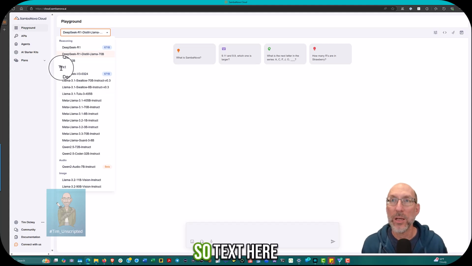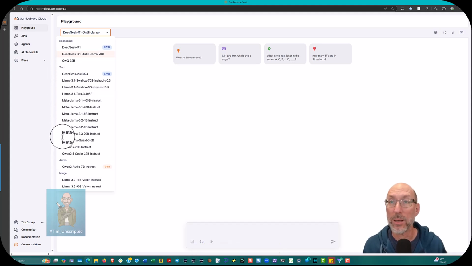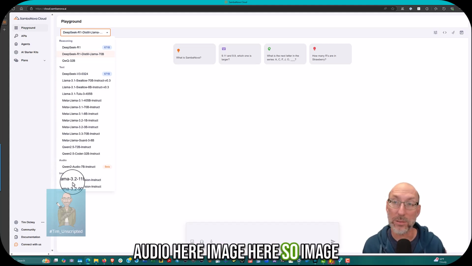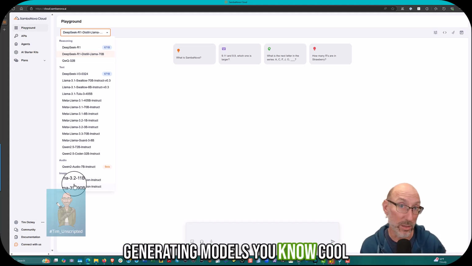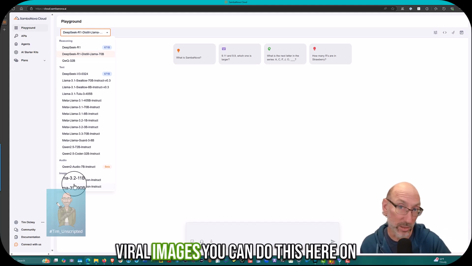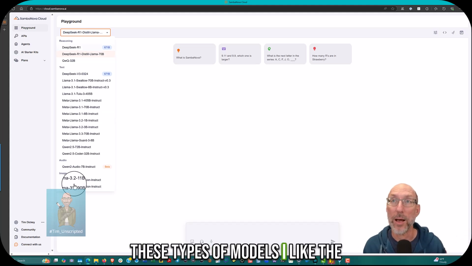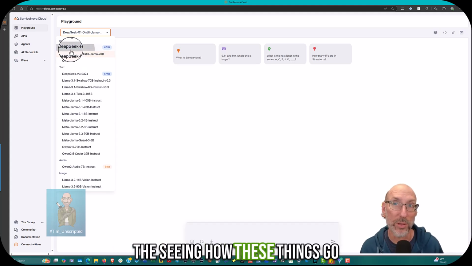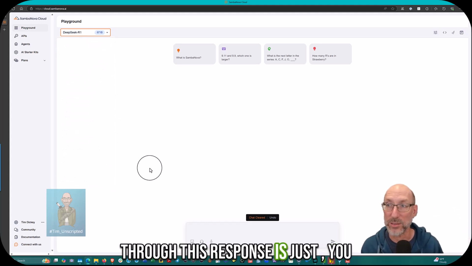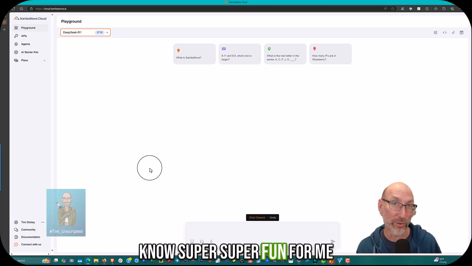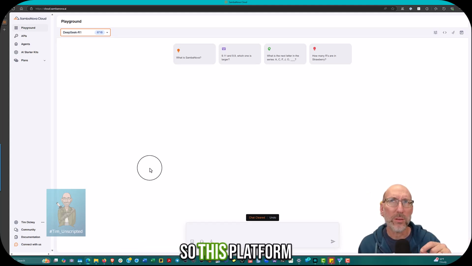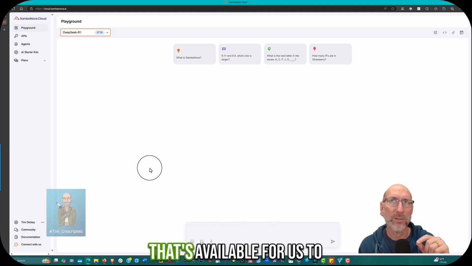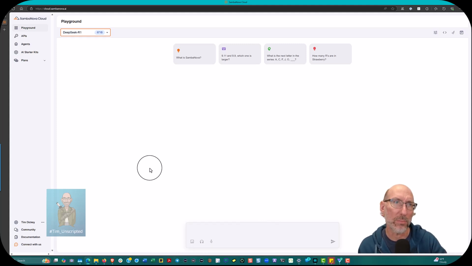So text here, audio here, image here. So image generating models, cool, viral images. You can do this here on these types of models. I like the reasoning models because, of course, seeing how these things go through this response is just super fun for me. This is a platform that's available for us to experiment with.